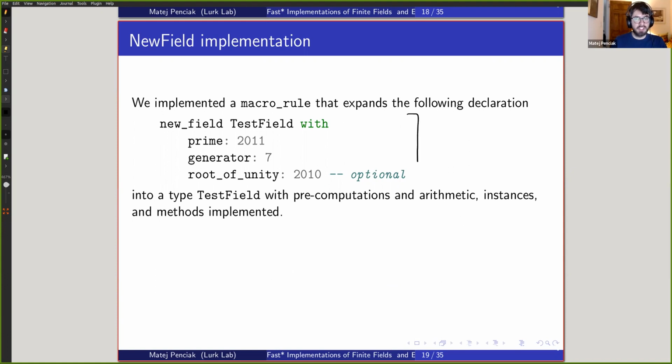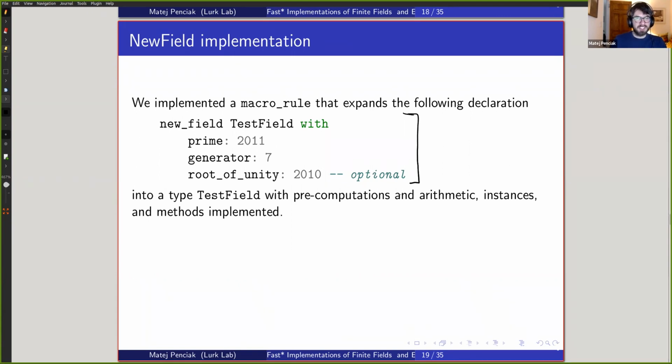And so we actually implemented this in Lean, and we implemented a macro rule that expands a declaration that looks like this into a type test field, which has all of these pre-computations done of addition chains, has all of these batched inversions and batched exponentiation algorithms already at your fingertips. And it also implements things with Montgomery reduction so that you can hopefully do things a little bit faster.